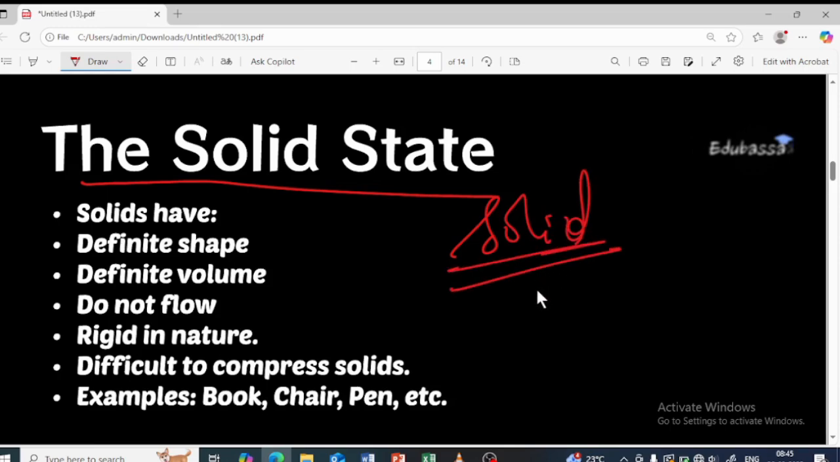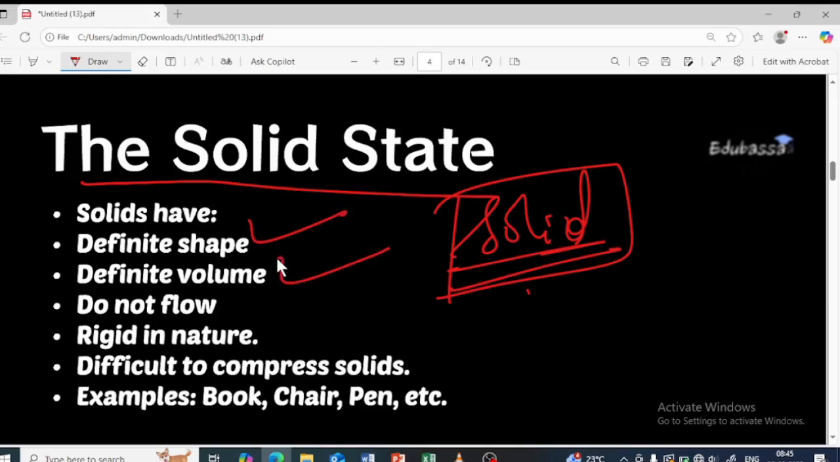So the pen that you're writing in and the phone that you're seeing this video on is a solid, right? It has got a definite shape, it has got a definite volume, isn't it? The mass will be the same, isn't it? The mass will not change. It has got definite volume, it has got definite shape. The shape will not change easily.